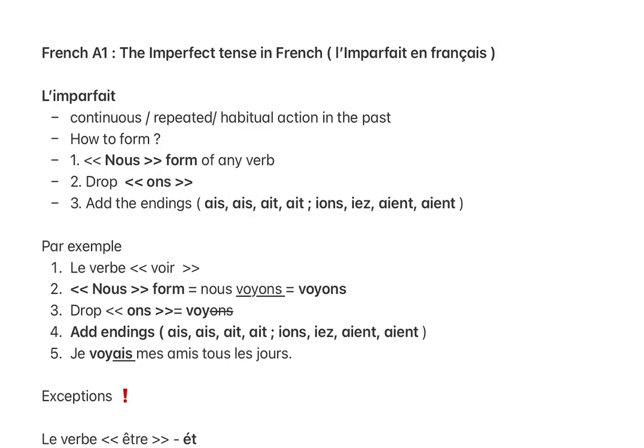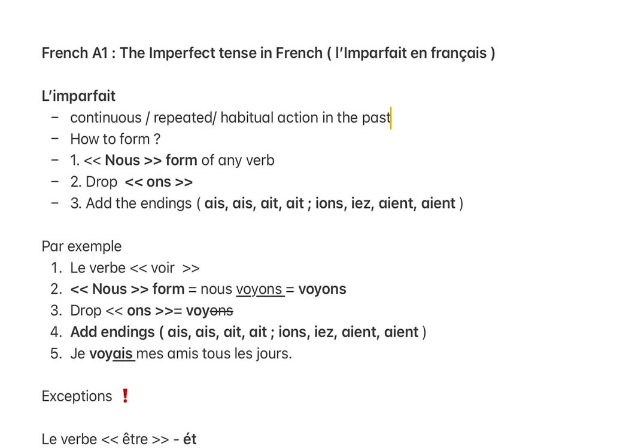So the imperfect tense, or as in French we say l'imparfait, is a tense used to describe an action in the past. This action was continuous or repeated or was simply a habit in the past. In other words, this action started in the past and continued for a period of time.